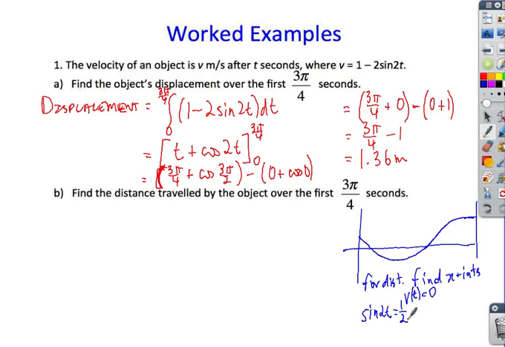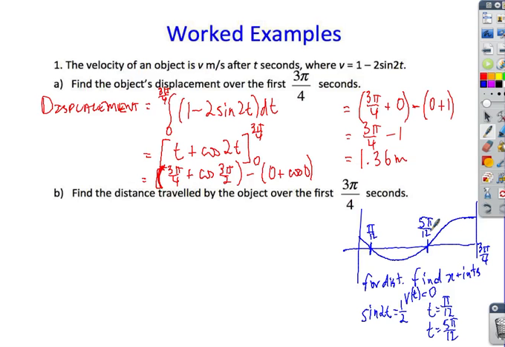And again, it may be worth doing a little bit of trig review for this, but your possible answers for t are pi over 12 and 5 pi over 12 on the interval from 0 to 3 pi over 4. So that means this first x-intercept is pi over 12. The second one is 5 pi over 12. All right.